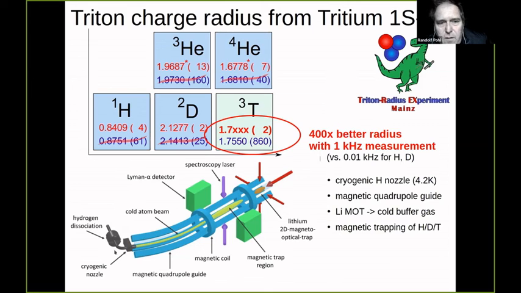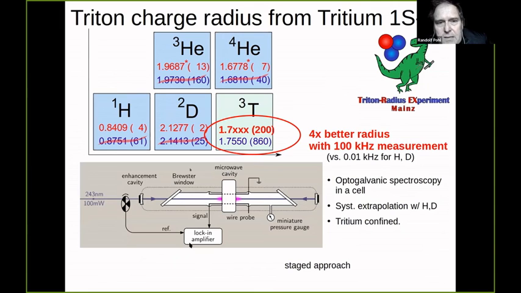We're looking into ways of taking, at the moment, a slow hydrogen beam and trapping them inside a buffer gas in a magnetic trap, using lithium as a cold buffer gas, and then we want to shine a laser on it. This, of course, takes quite a while until we can do that. So we took a step back recently and started to do optogalvanic spectroscopy in a cell. You put a gas in here and you do a microwave discharge to produce atomic hydrogen at the moment. And then we want to do laser spectroscopy using a 243 nanometer laser.